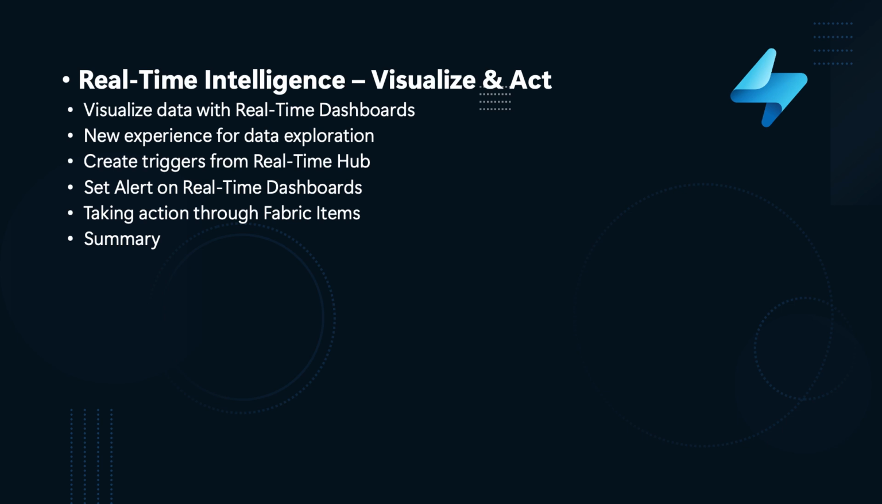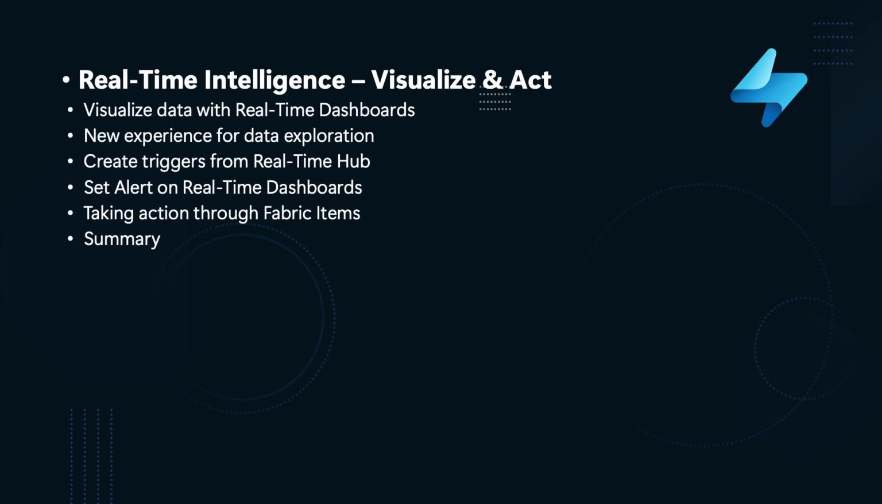Data Activator allows you to monitor streams of data for various conditions and set up actions to be taken in response. These triggers are available directly within the real-time hub and other experiences in Fabric. When the condition is detected, an action will automatically be kicked off, such as sending alerts via email or Teams, or starting jobs in Fabric items. When you browse the Real-Time Hub, you'll see the option to set triggers in the detail pages for streams.